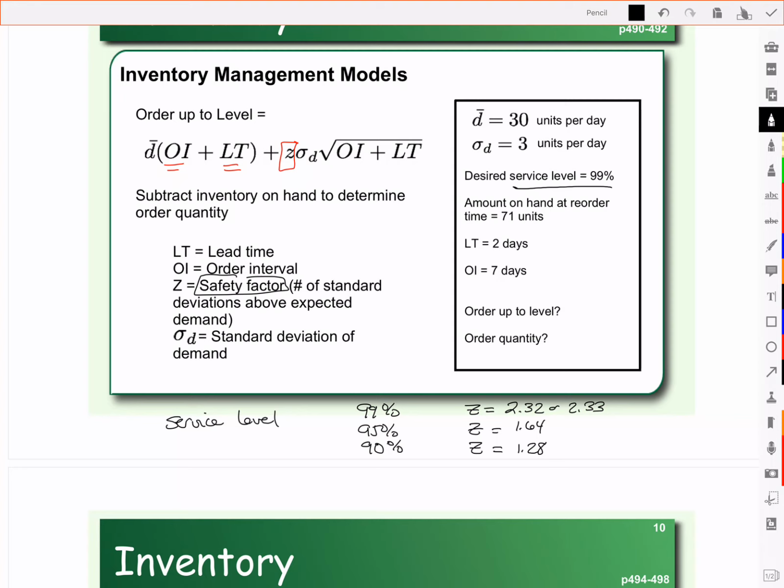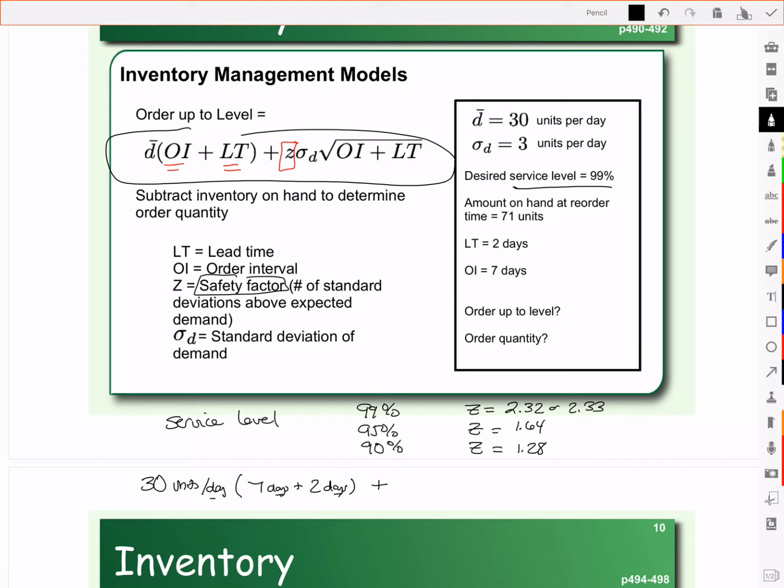So we need to use this formula here to do our calculation. Okay, so average demand is 30 units per day. Our order interval is 7 days, plus our lead time is 2 days. Notice how the demand and the order interval and the lead time are all in the same units. They're all in days. You've got to make sure they match. All right, then we need to add our safety factor.